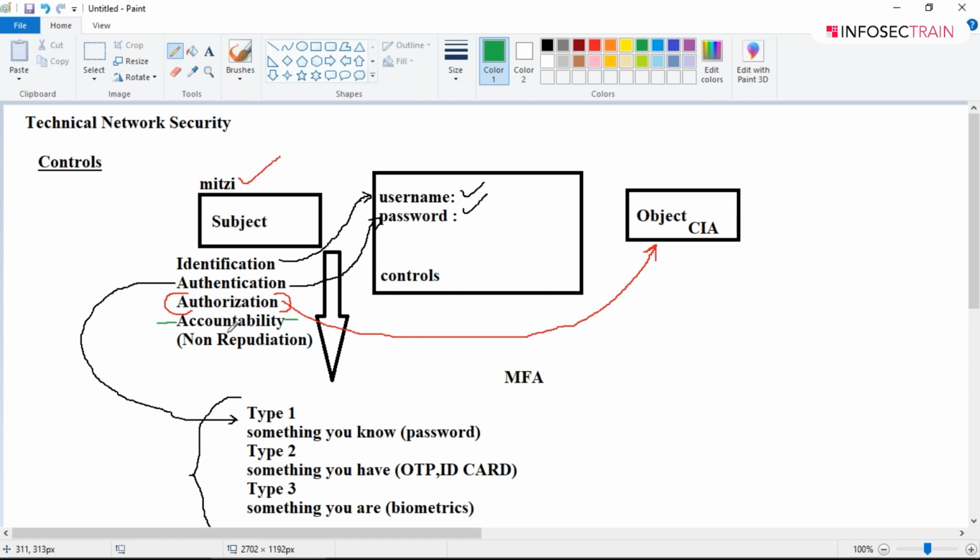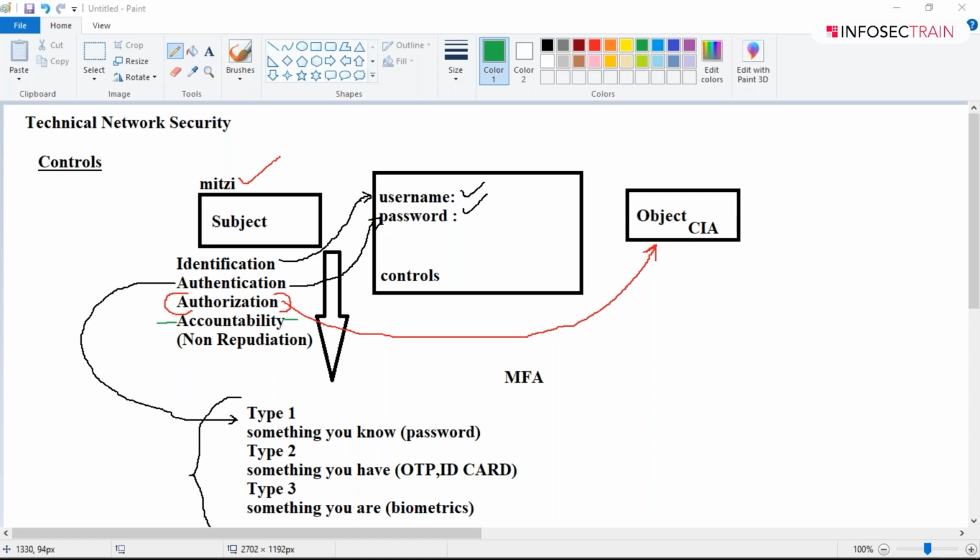And what is access control, guys? In access control, you will be implementing selective restrictions so that no unauthorized person can access the resources of the organization. So your access control determines who will have the access and who will not have the access.